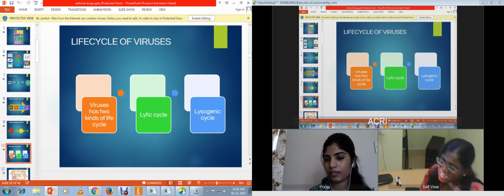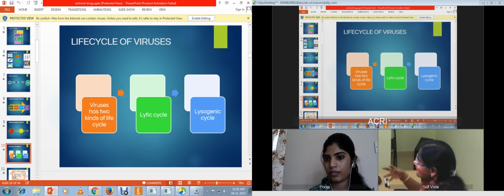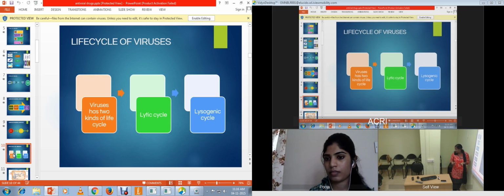Next one is lysogenic. Yes, in lysogenic, there is integration of the genetic material of the bacteriophage into the host cell genetic material, so that there is a production of circular replicons, thereby it replicates. Fine. This is the life cycle of a virus. Want me to write? No need, right?